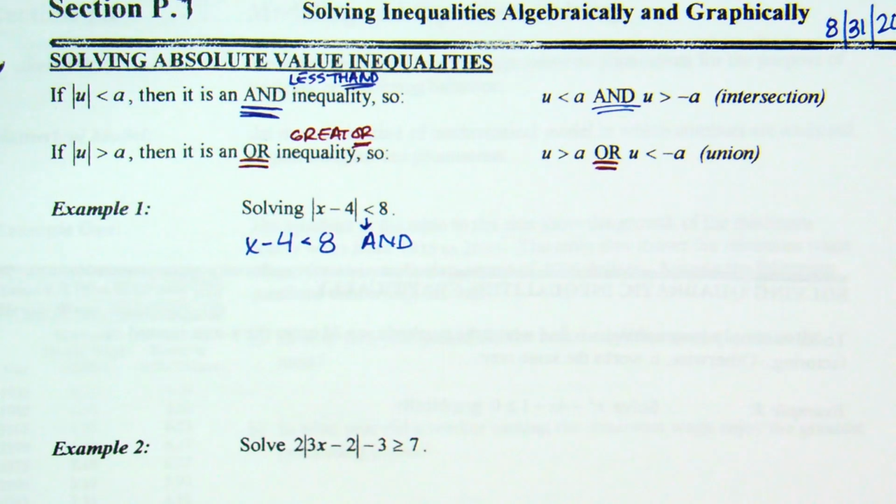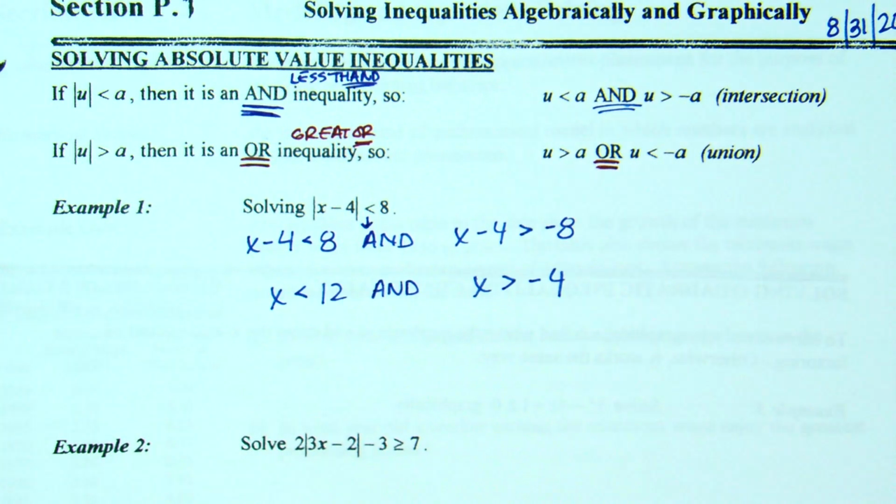And then you solve these, right? If it's x minus 4, we're going to add 4. I'm going to get x is less than 12 and add 4 on the other one, and x is greater than negative 4.